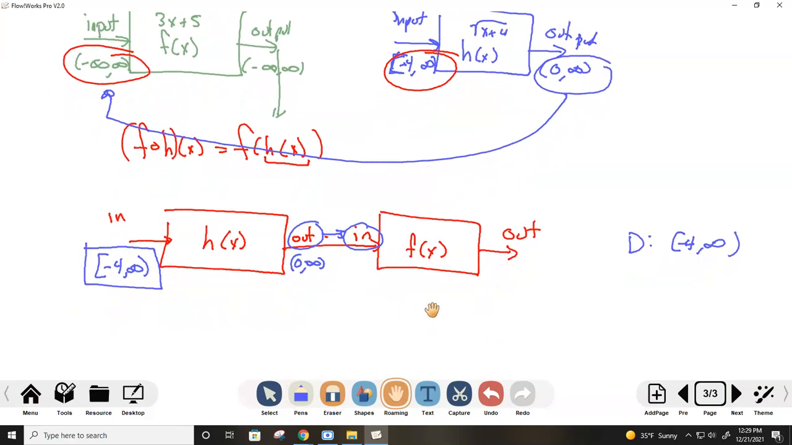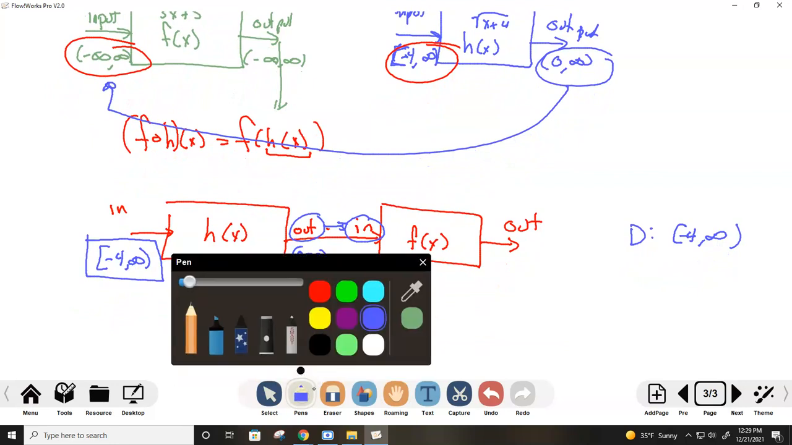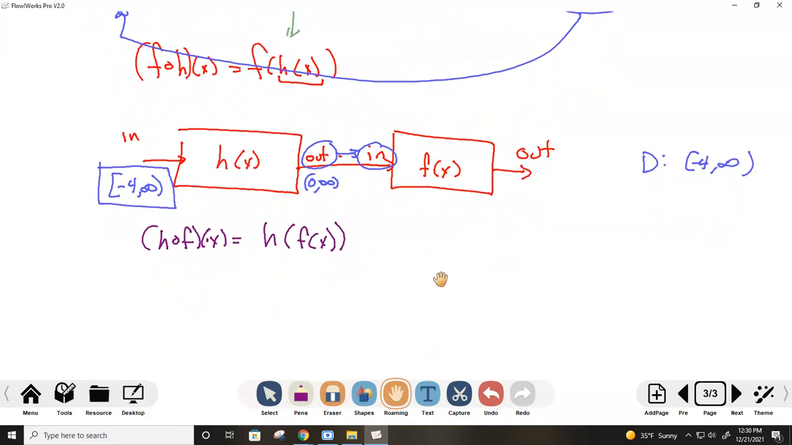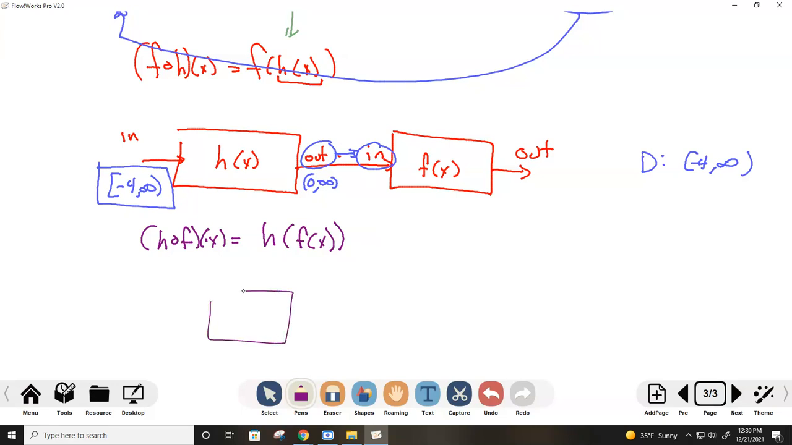Now, if I switch this around, if I do h of f of x, so I'm going to first do f of x and then plug that answer into h. Again, looking at this picture, thinking of it this way. This is f of x. This is h of x. And again, I'm going from the output here to the input here.